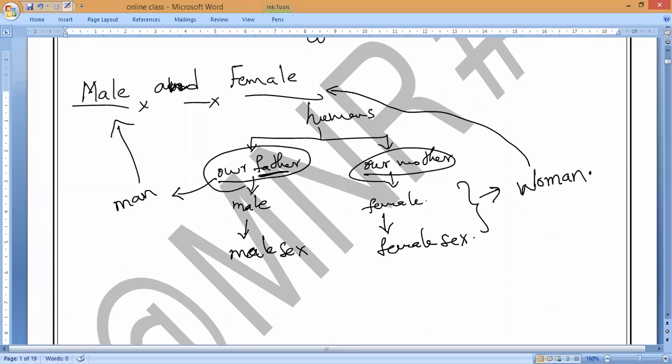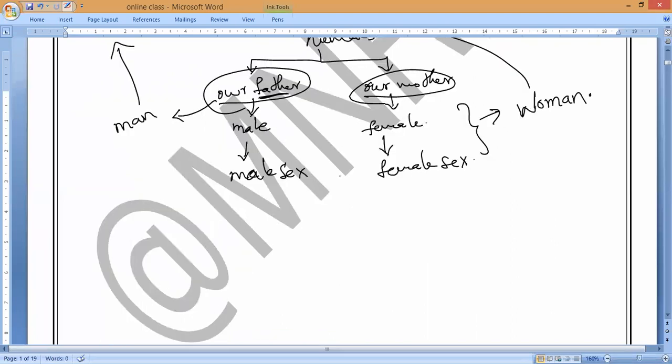Similarly, these are grown-up things. Now if we take a boy, he comes under what? Male or female? A boy and a girl. A boy will come under male sex, and a girl will come under female sex. That is what you have to remember.